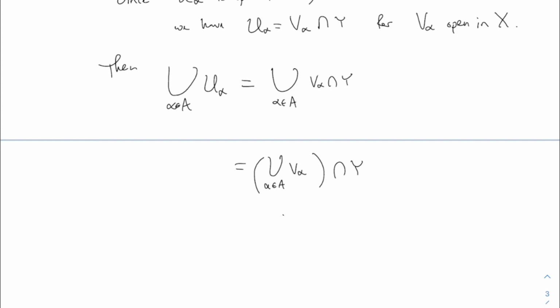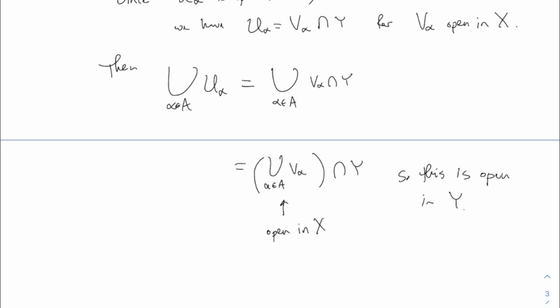And now I say this is open in X because it's an arbitrary union of open sets from X. So this is open in Y. Same proof, really. This is the subspace topology.